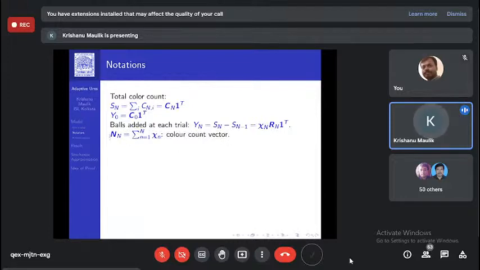And the other important thing that I have: Sn is the total color count, Cn is the configuration, and Nn is the color count vector, so it's the sum of the chi n. So what does it say? It's again a K-vector whose ith coordinate tells you how many times you chose the ith color. I'll study the asymptotics of these three objects, Cn, Sn, and Nn. That's the aim of this discussion.